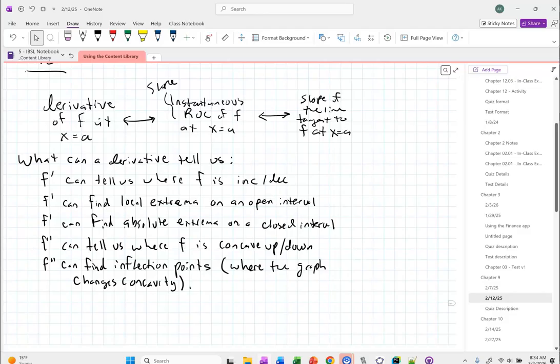And then we can use that second derivative to find the places where we change concavity, where the function changes from concave up to concave down. We call those inflection points. That should happen again where the second derivative is equal to 0, or undefined, I guess.